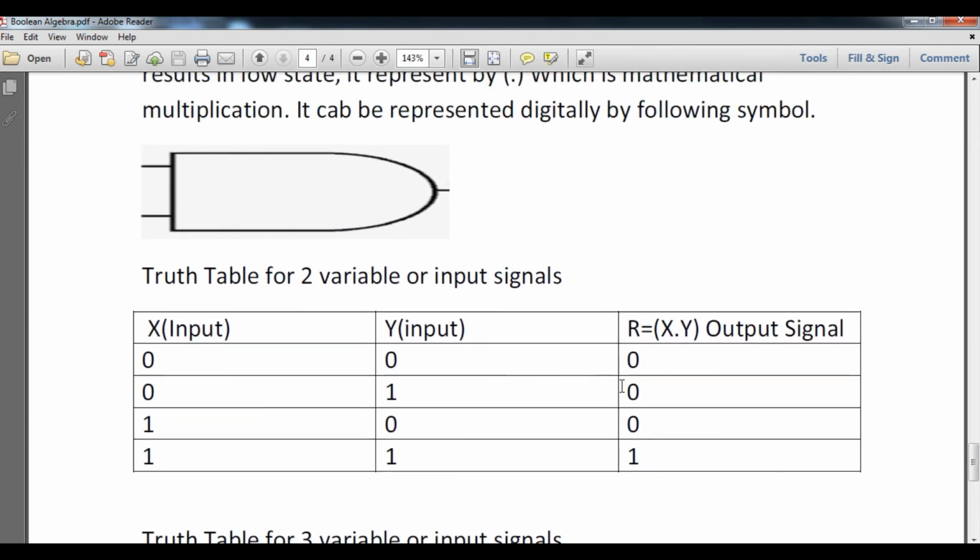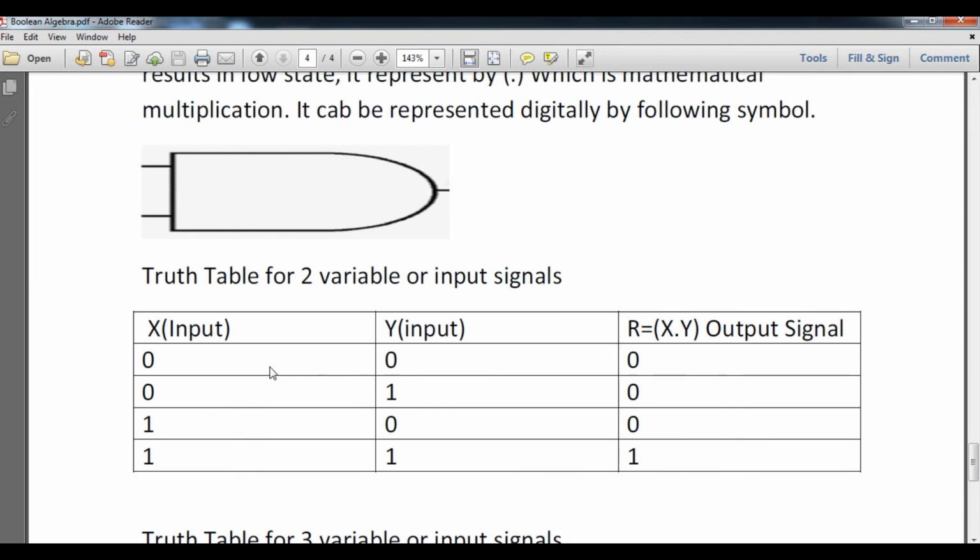So we are going to understand using two variable input signals, giving 2 to the power n combinations. Here you can see x dot y, because dot is considered as mathematical AND, that means multiplication. So 0 into 0 will be 0, 0 into 1 again 0, 1 into 0 again 0, 1 into 1 definitely 1, as explained in the AND operation. If any one of the input signals is in low state, it will always produce a low state output, otherwise high state.